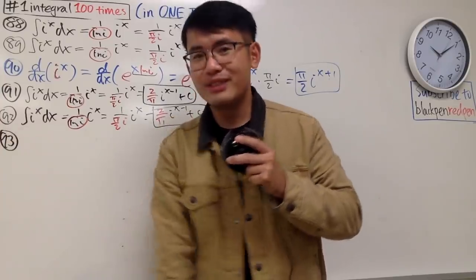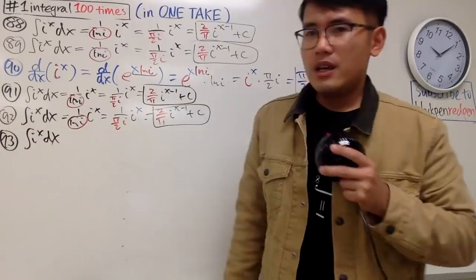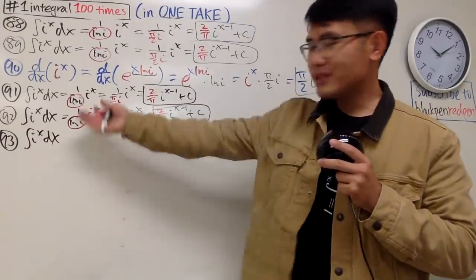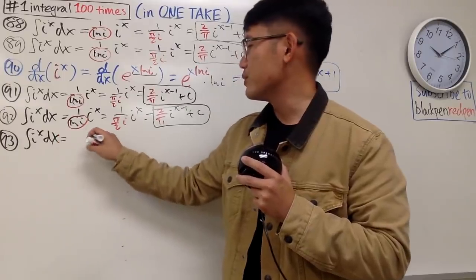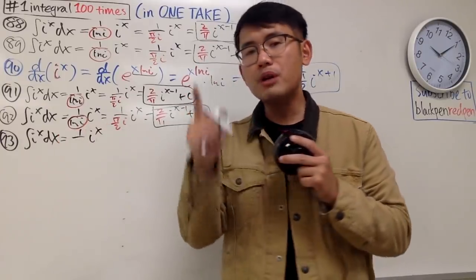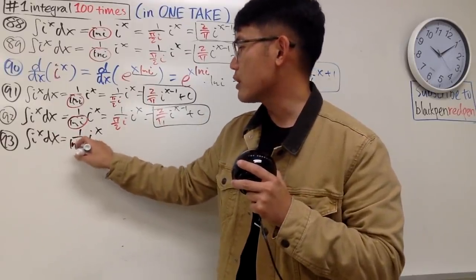Number 93 right here for you guys. Integral of i to the x power. Well, that looks like an exponential function, but it's not e to the x. It's okay though. I think we can still just do i to the x power, but we just have to remember to divide it by natural log of the base. The base is a constant, it's just i, so we have natural log of i, like this.